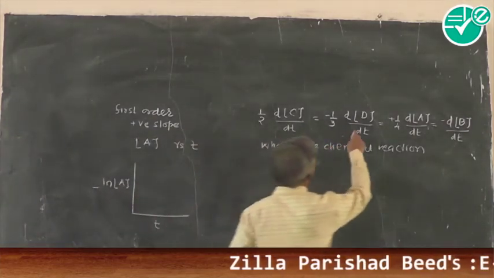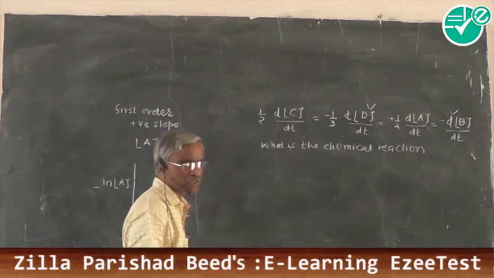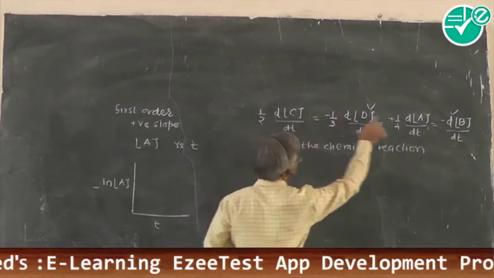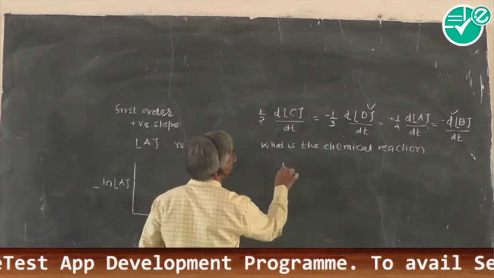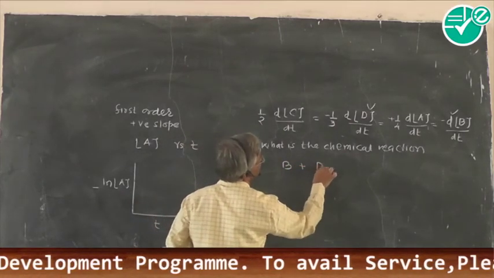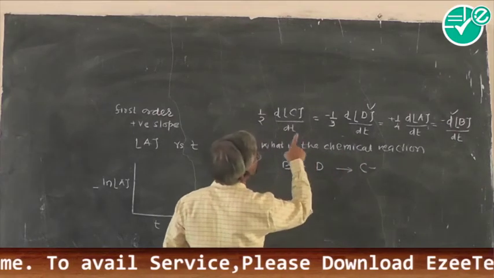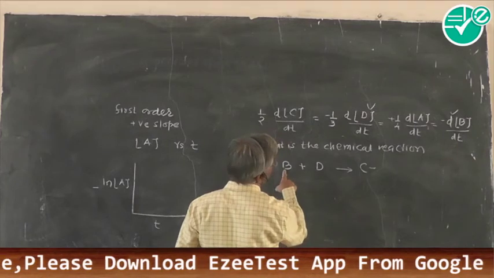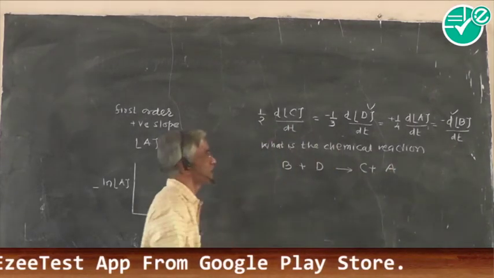Of course, these are the two negative values. These values will indicate that these are the two reactants, and these two positive values will provide the products. So first we will write B plus D giving C plus A. This is negative for D and B, right, and positive for C and A. First of all, write like that.